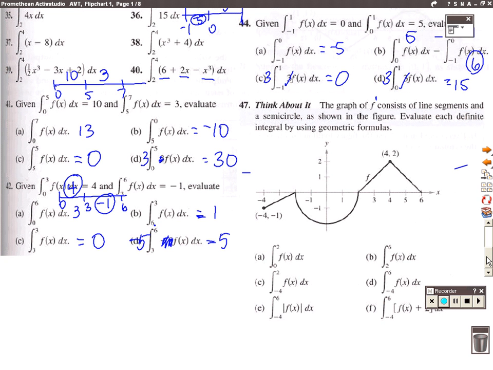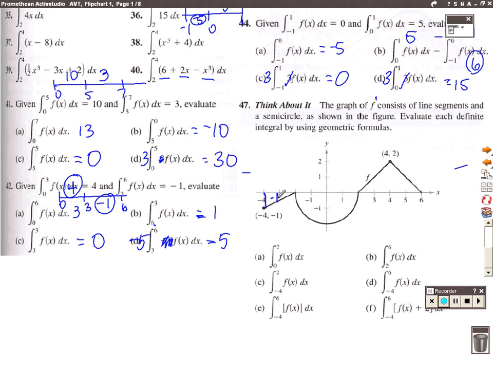47 is a geometry problem. In other words, the expectation is that you will find the area of each region. So this is a triangle. It's 2 by 1, and the area of a triangle is 1/2 of the base times the height. So half of 2 is 1 times 1 is 1. However, you got to remember this area is negative because it's below the x-axis.